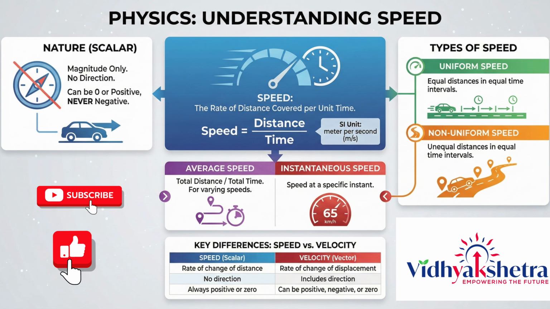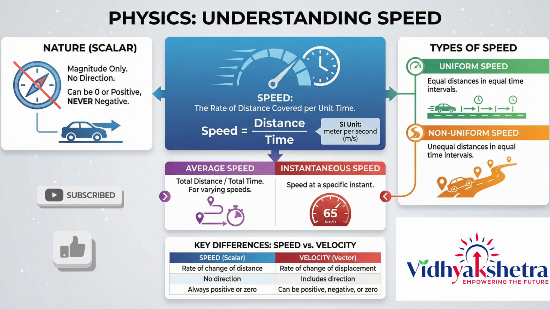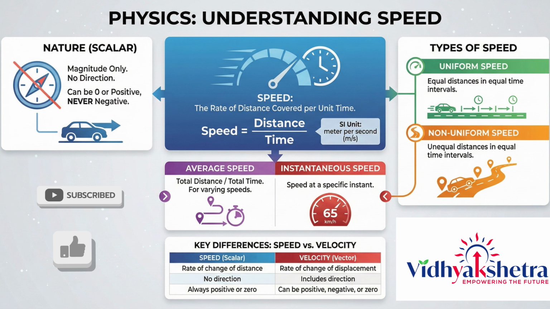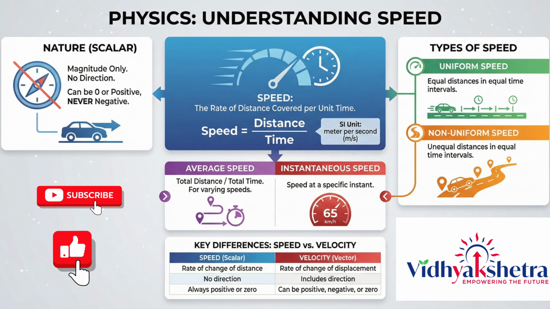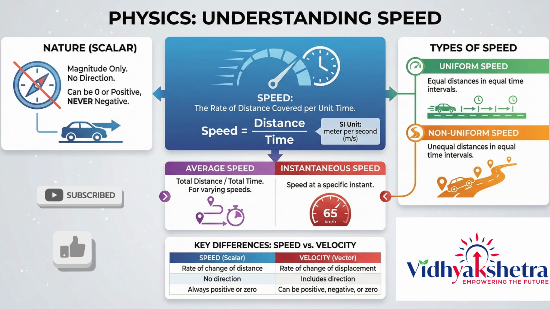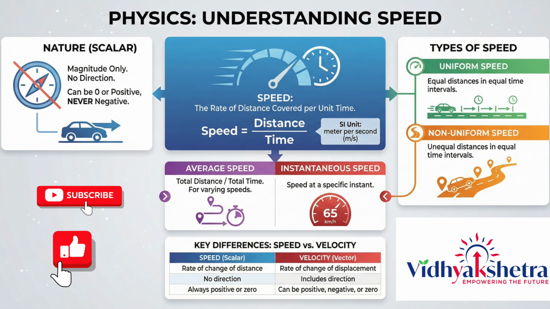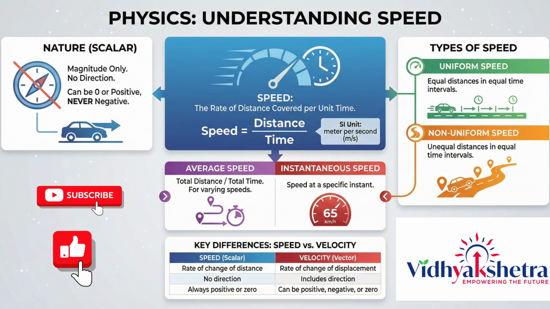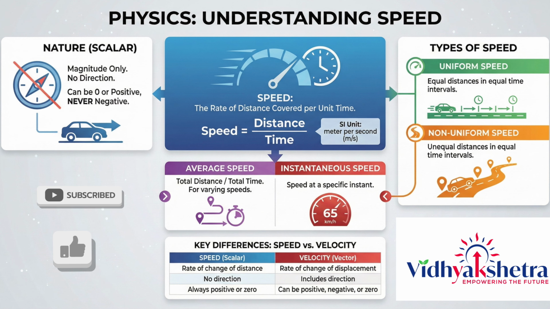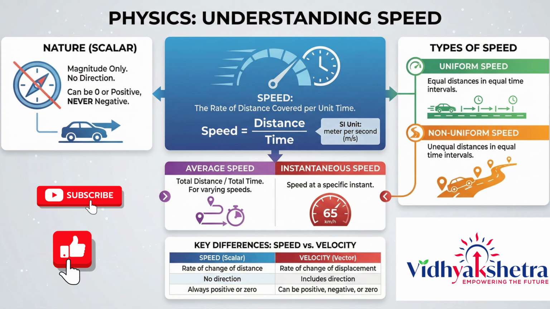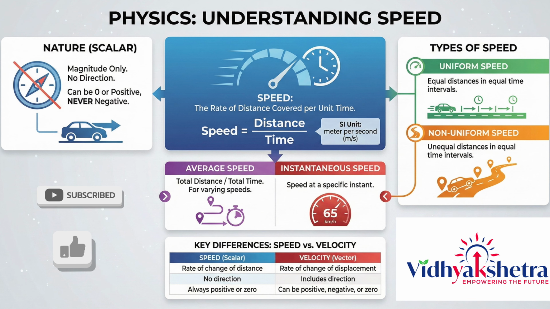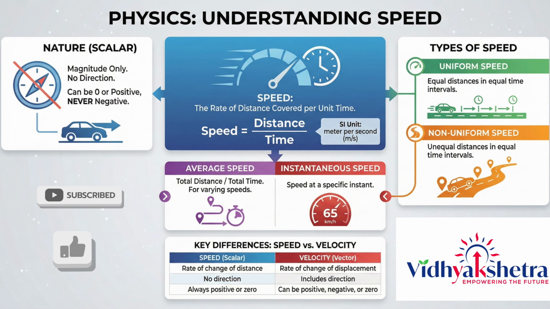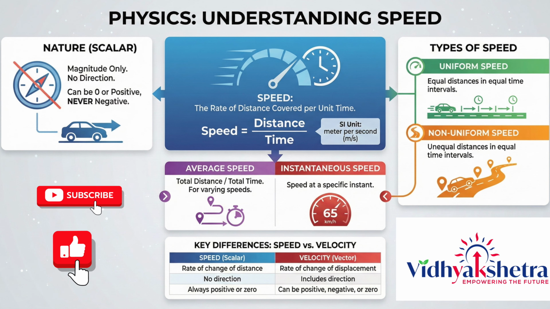Types of speed. Now let's understand the different types of speed. Uniform speed. An object is said to move with uniform speed if it covers equal distances in equal intervals of time. Example: a car moving at a constant speed of 50 kilometers per hour on a straight highway. Non-uniform speed. An object has non-uniform speed if it covers unequal distances in equal intervals of time. Example: a bus moving through city traffic where it frequently speeds up and slows down.